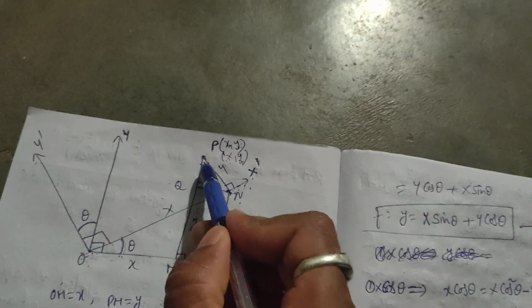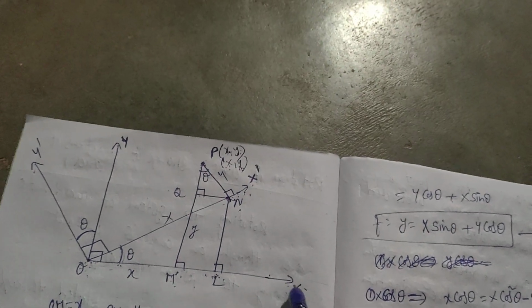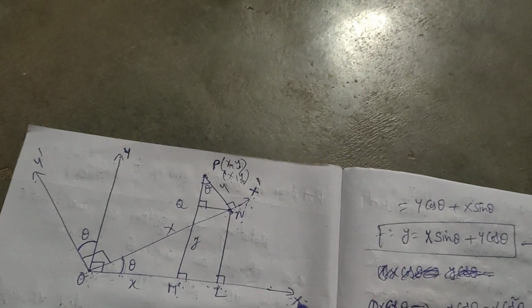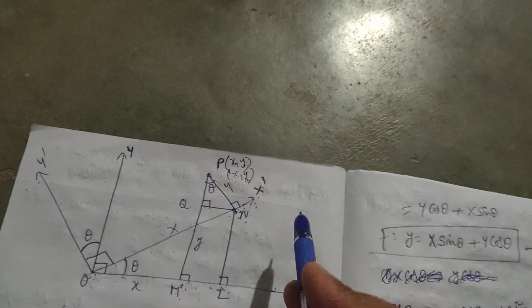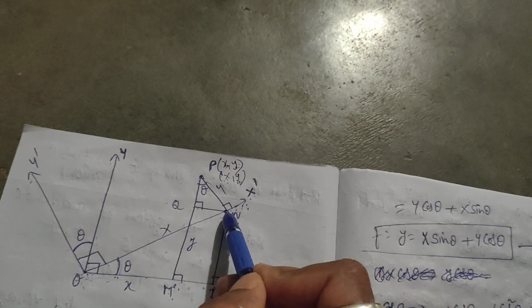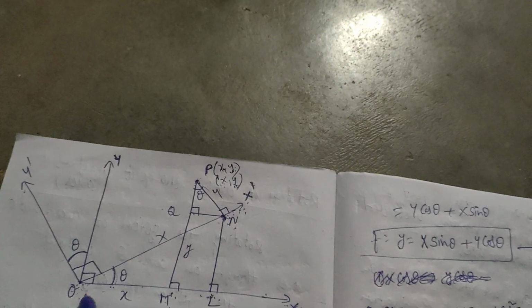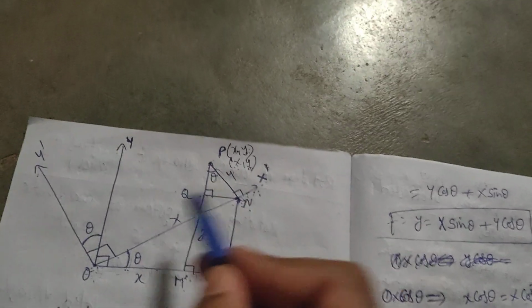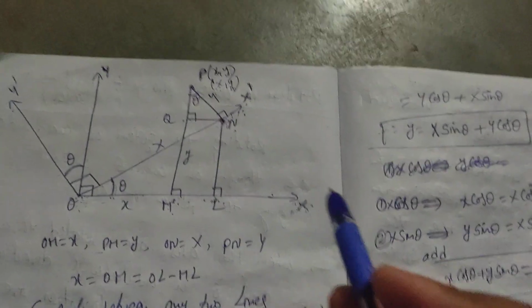Now from P you drop a perpendicular to OX. That means PM is perpendicular to OX, and PN is perpendicular to OX dash. Now from N you drop a perpendicular to OX. Draw NL perpendicular to OX, and NQ perpendicular to PM. So this is our construction to prove this theorem. Okay, so now after this, what can you say?